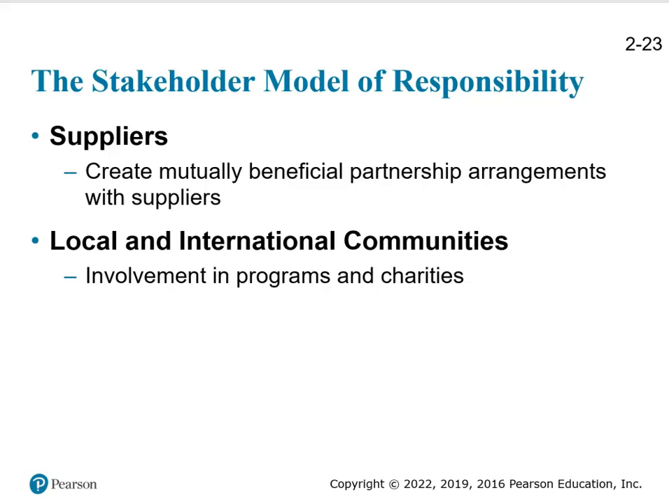And then the local communities, local and international communities. So the book talks about Target, how Target donates to local communities. ExxonMobil builds schools. Okay. And we'll pick up the rest of the chapter in the next video.